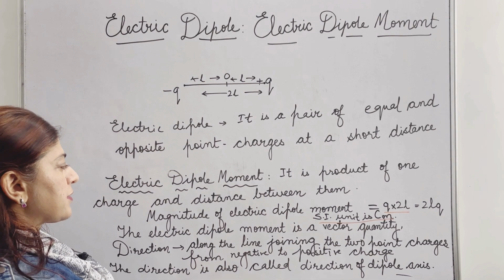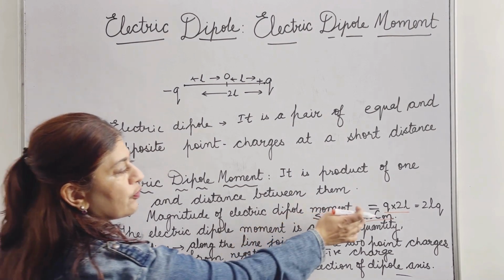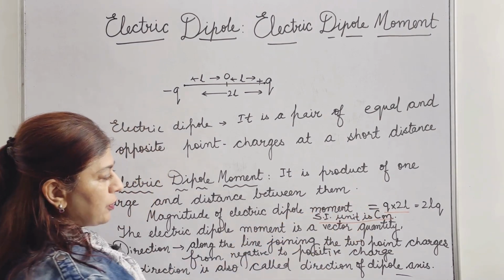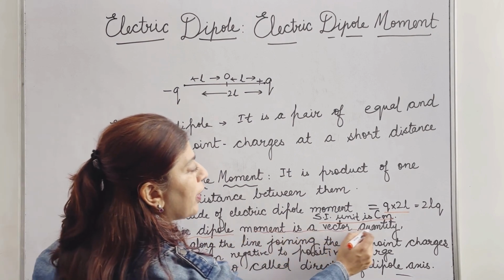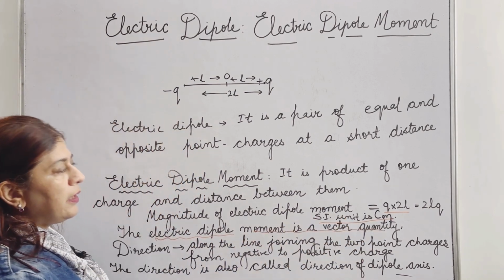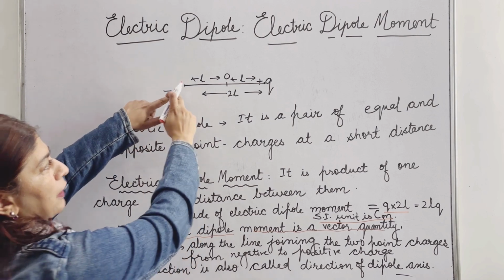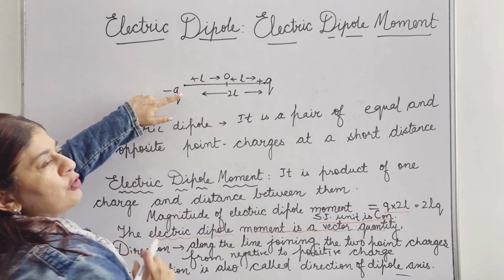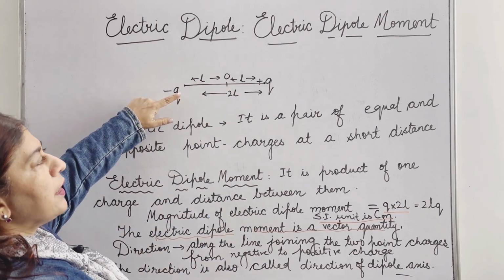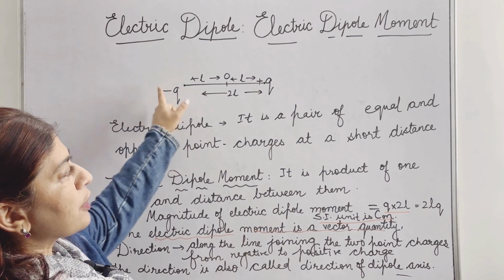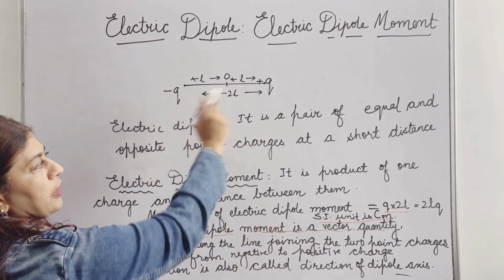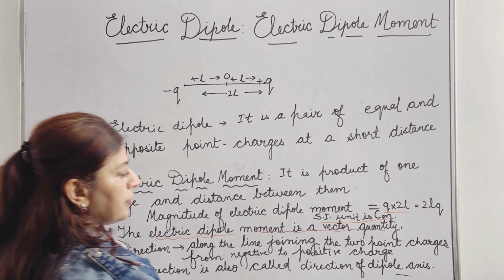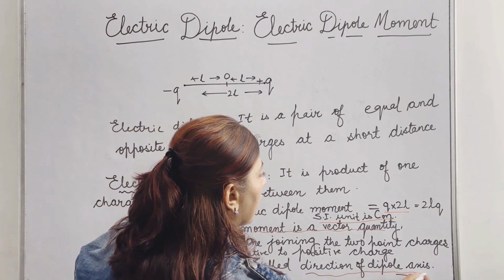One more thing: this is what we have calculated as magnitude, but electric dipole moment is a vector quantity, and its direction lies along the line joining the two charges, from the negative charge towards the positive charge. This direction is also known as the direction of the dipole axis.